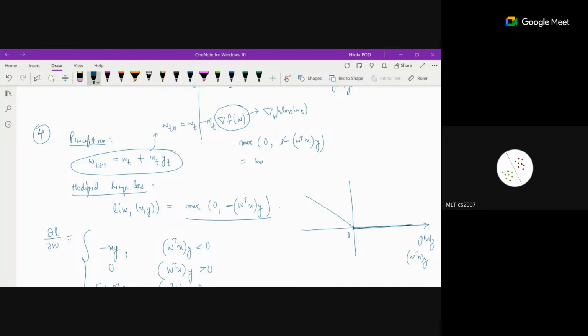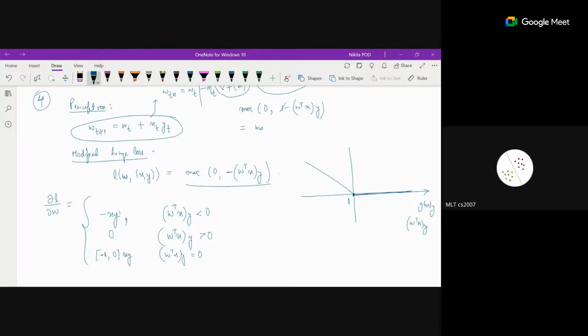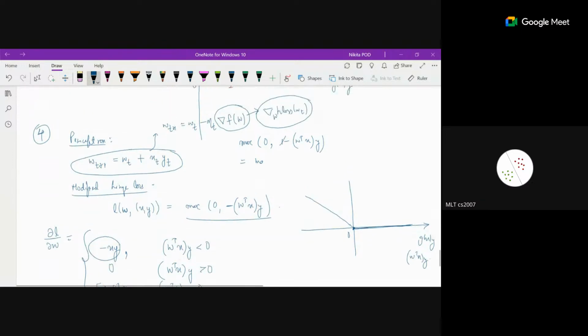And whenever there is a mistake, this is just going to be minus of xy. So this update rule turns out to be W_{t+1} is equal to W_t. Instead of eta_t, we'll just take it as 1. So you will have minus of 1, and this gradient, as we saw, is going to give you minus of xy. So you have this xy term here.